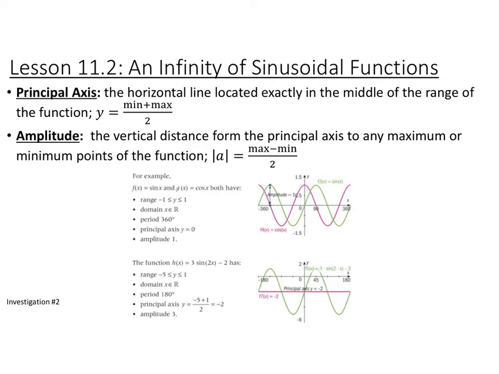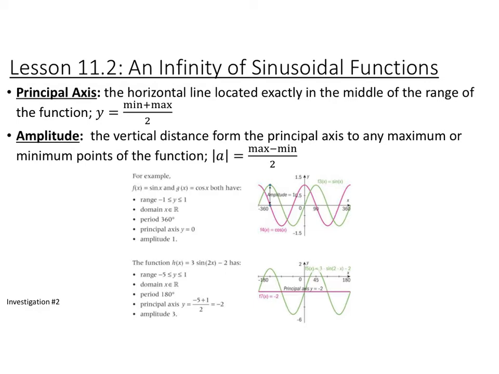The principal axis is the line that's directly in the middle of the range of the function. If you look at the graphs of f(x) = sin(x) in green and f(x) = cos(x) in pink, you'll notice that the x-axis is directly in the middle all the way through. So that's the principal axis. If it's been shifted up or down, you can find the principal axis by finding the average of the max and the min, adding them together and dividing by 2.